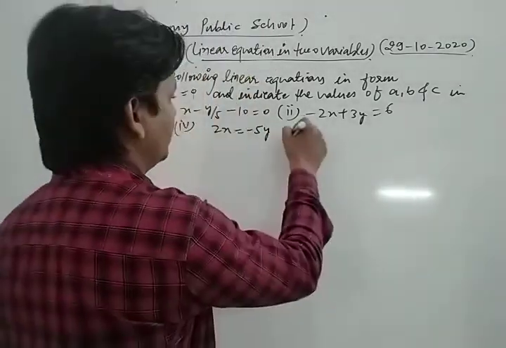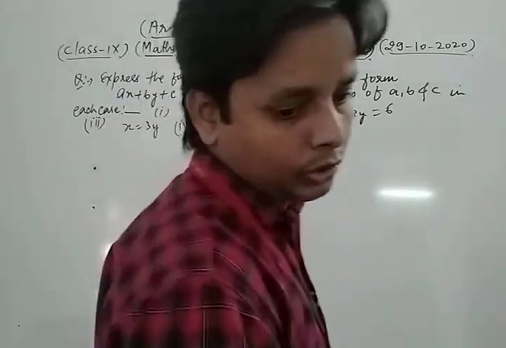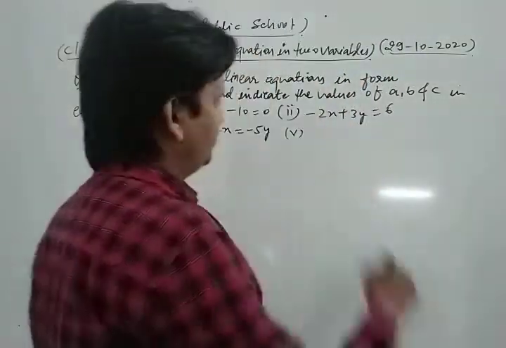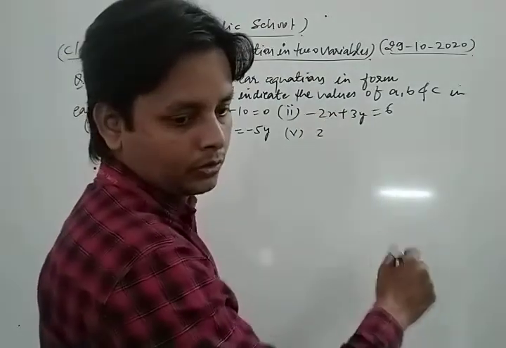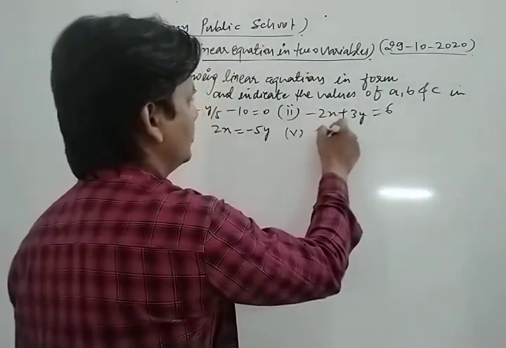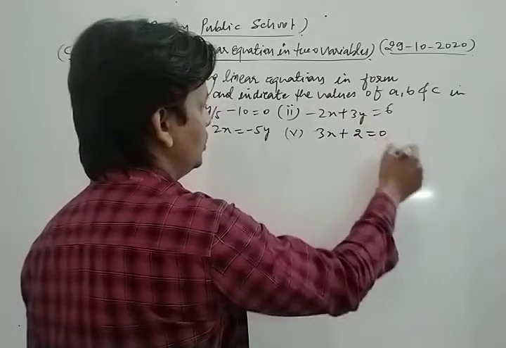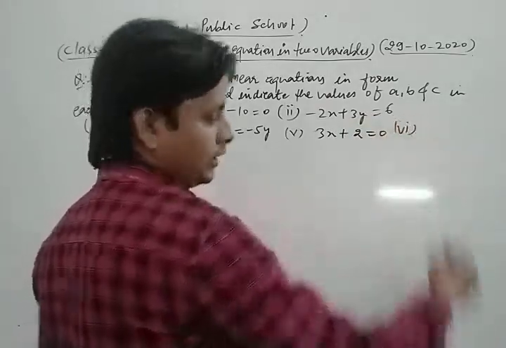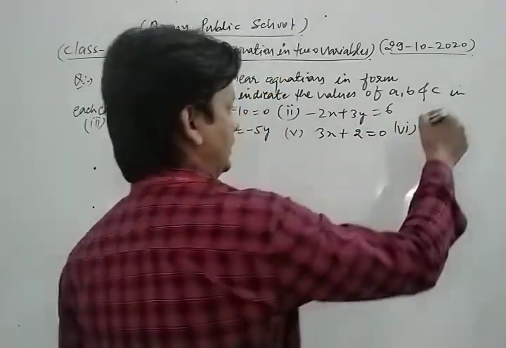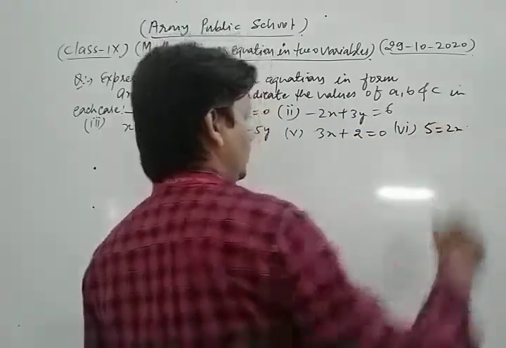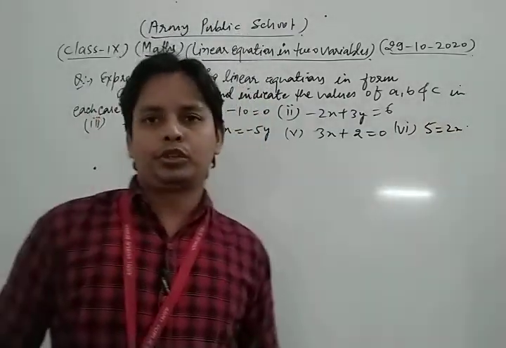And fifth is 3x plus 2 is equal to 0. And finally the last one is 5 is equal to 2x. Look, this is the question.